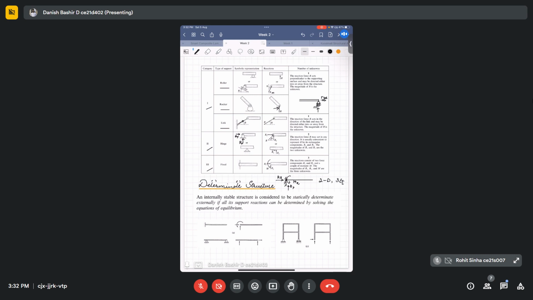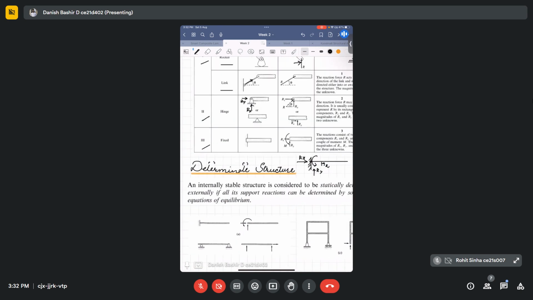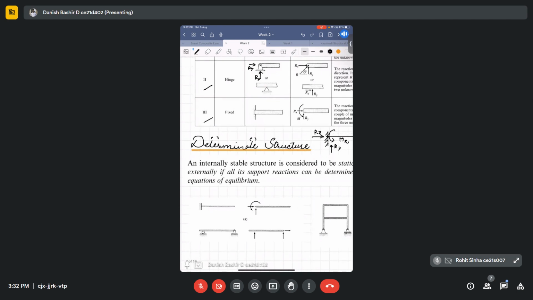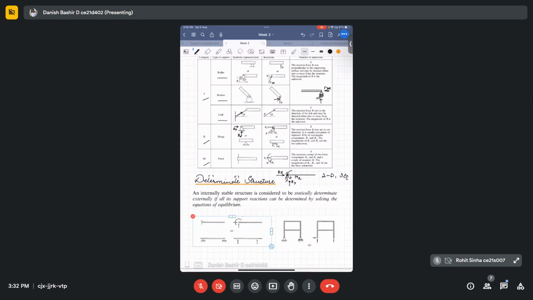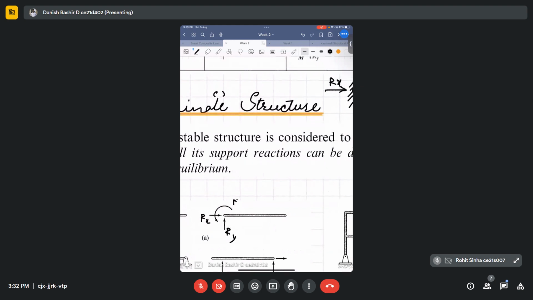If all its support reactions can be computed using the equations of equilibrium, then it's a statically determinate structure. For example, in the figure here, a cantilever beam is shown. If you draw the free body diagram at the fixed support, you will have the Ry reaction, the Rx reaction, and there is a moment Mz also.